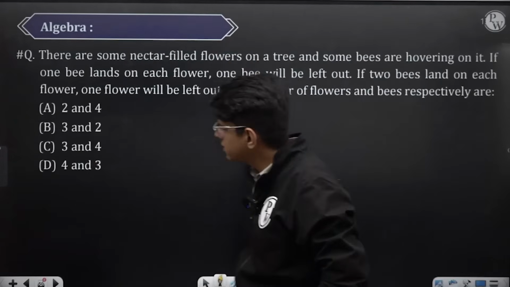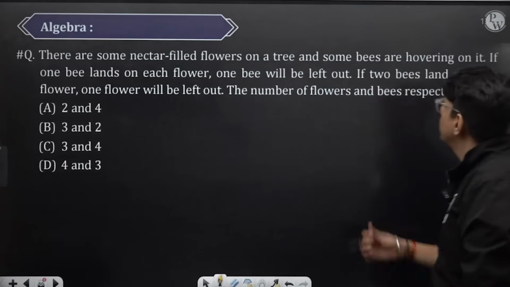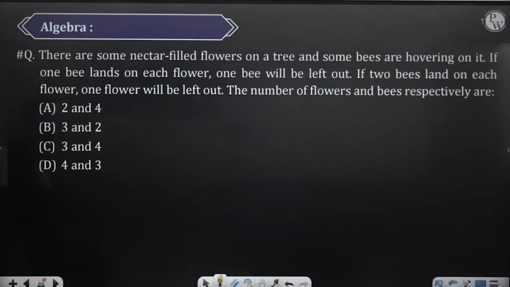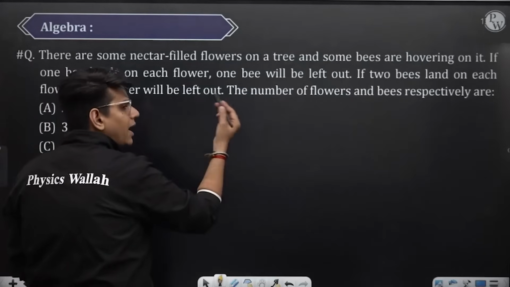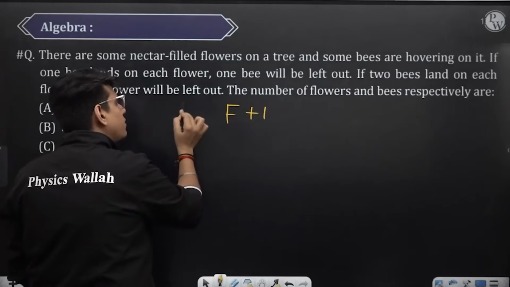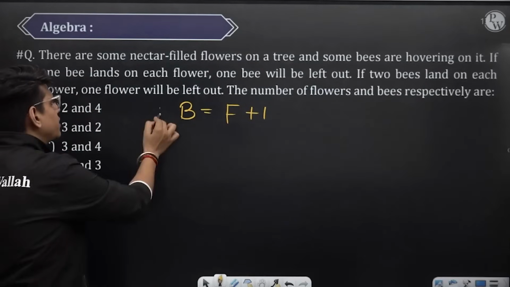Okay. So this is one type of question that can be asked. Another type of question is this. There are some nectar-filled flowers on a tree and some bees are hovering on it. If one bee lands on each flower, one bee will be left. That means number of bees equals one more than the flowers. This is the first equation.